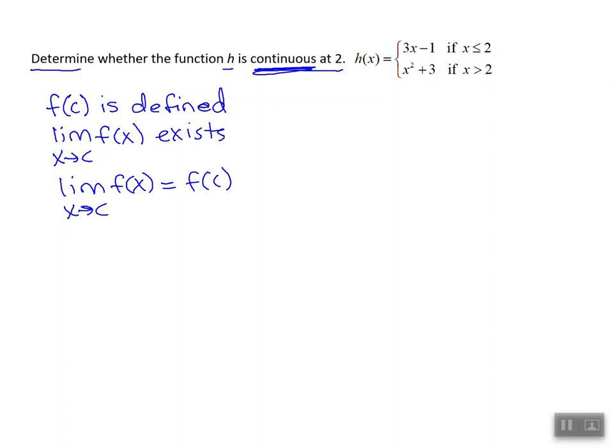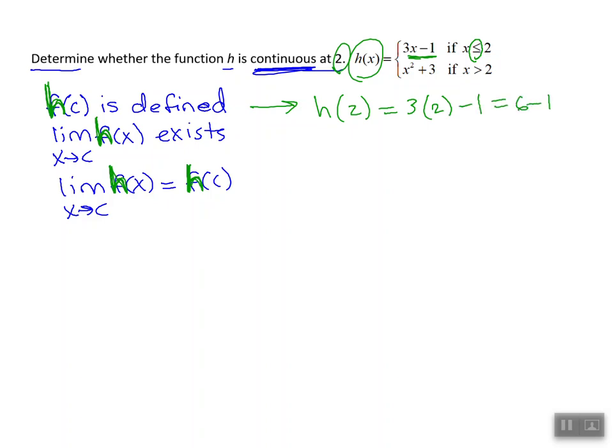Now, just to help us out here, let's remember that our function is called h of x, so we can replace all of these with h to help keep us on track. Let's start with the first part. Is h of 2 defined? Notice I have only this piece that has the equals, so I plug it in there. 3 times 2 minus 1 does give us a value, 5. So there is a function value.